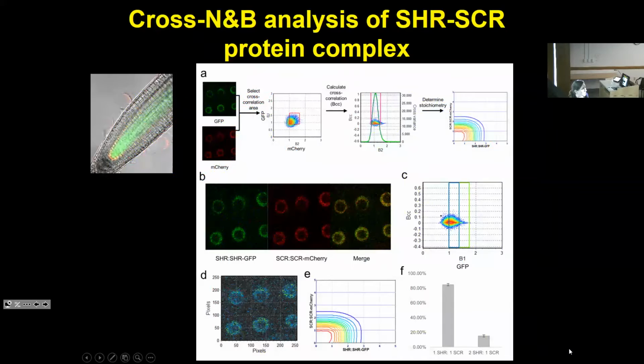And here is the stoichiometric histogram, where we can see that there is mostly one SHORT-ROOT with one SCARECROW, with red exemplifying the highest probability to find this transcription factor in a stoichiometry of one-to-one, but also that you have a high probability to find two SHORT-ROOT with one SCARECROW. And here is the quantification. Everything that I show you qualitatively, we can also obtain the quantification. So 80% of the protein-protein interaction is one-to-one, and two-to-one is limited to 15%.